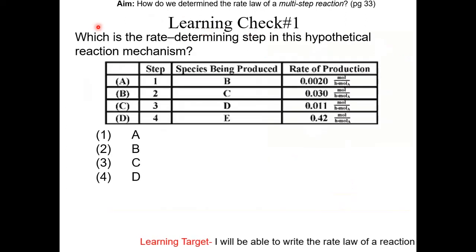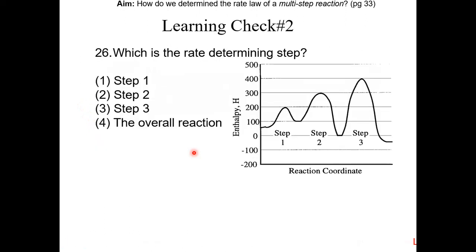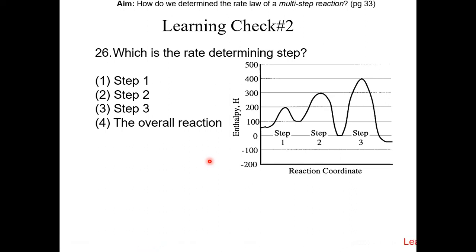Learning check number 1: which is the rate determining step in this hypothetical reaction mechanism? Pause the video, resume when completed. The rate determining step is the slowest step. That'll be step 1. Learning check number 2: which is the rate determining step? Pause the video, resume when completed. The rate determining step is the slowest step. That'll be the one with the highest activation energy. So the answer is step 3.